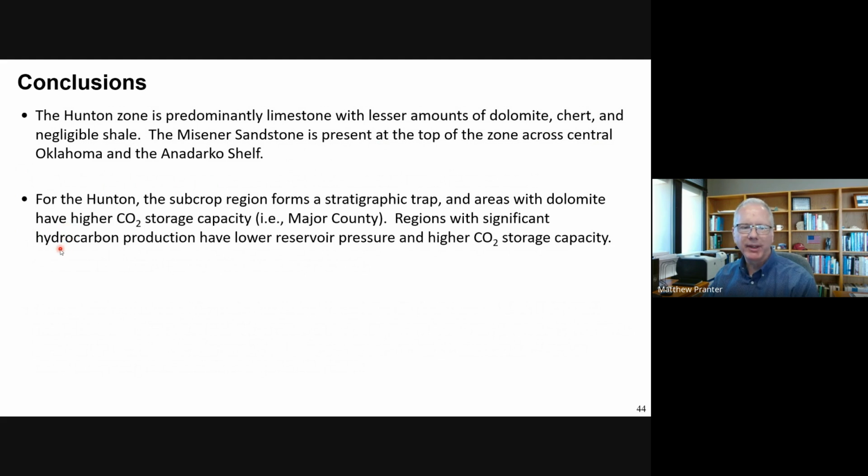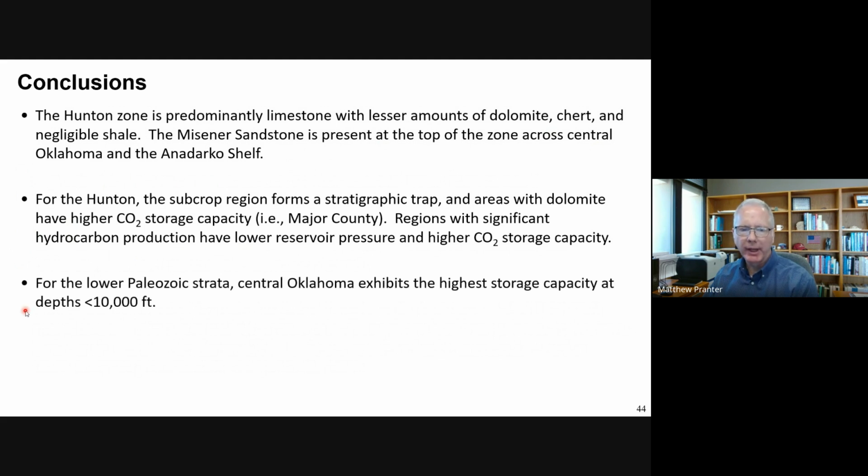Regions with significant hydrocarbon production that I discussed have lower reservoir pressure and might have higher CO2 storage capacity because of that. For the lower Paleozoic strata, central Oklahoma seems to exhibit higher storage capacity at depths less than about 10,000 feet.